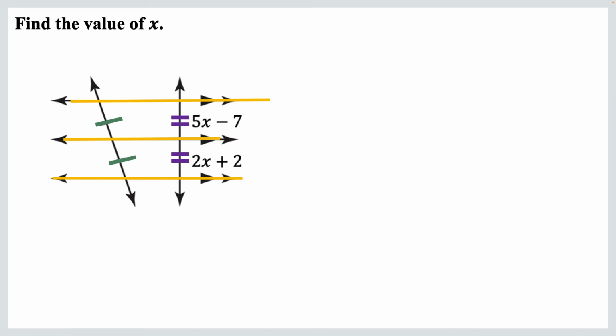So we know that 5x minus 7 equals 2x plus 2. And now we can solve for x. So 3x equals 9, and x equals 3.